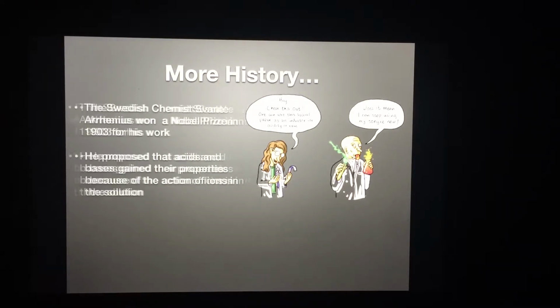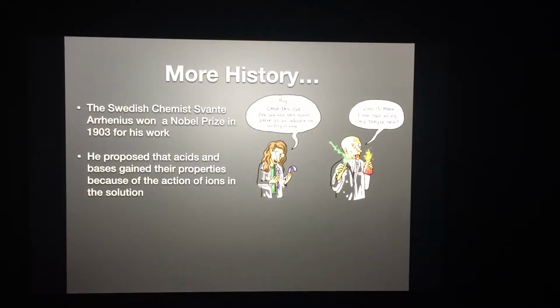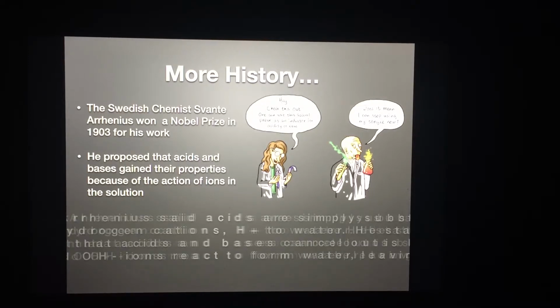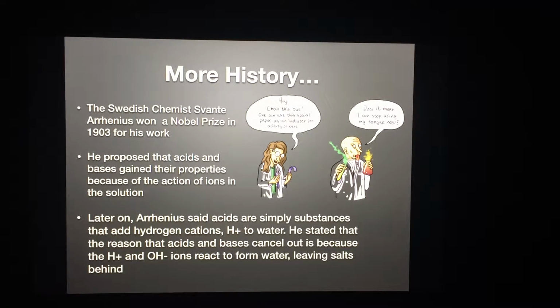More history. The Swedish chemist Svante Arrhenius won a Nobel Prize in 1903 for his work. He proposed that acids and bases gained their properties because of the action of ions in the solution. Later on, Arrhenius said acids are simple substances that add hydrogen cations to water. He stated that the reason that acids and bases cancel out is because the hydrogen ions and the hydroxide ions react to form water, leaving salts behind.